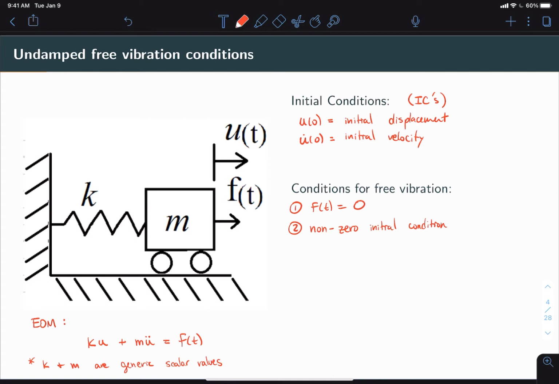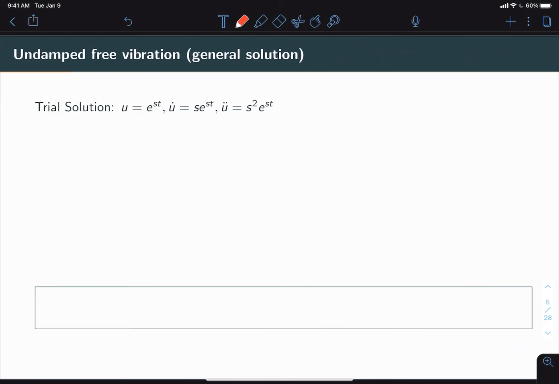So the final equation of motion that we will be solving is k u plus m u double dot equal to 0 with some known initial conditions. So as is the usual case with differential equations, we'll begin by guessing a trial solution. So our guess solution will be u equal to e to the st, and the corresponding derivatives of it are the ones you see here.